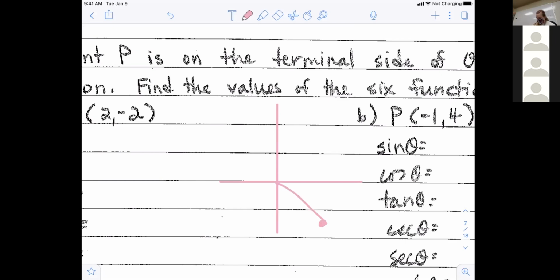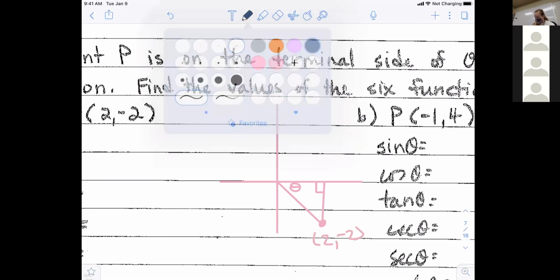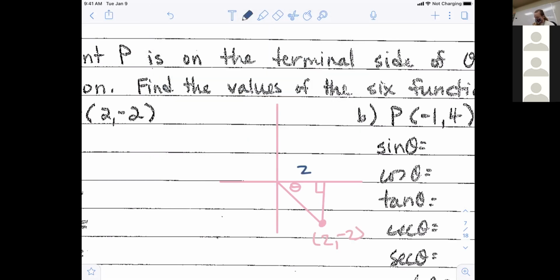So I'm going to draw my terminal side, which is like the hypotenuse of my triangle. I'm going to drop a perpendicular to make my little bow tie reference angle. And since my point is (2, -2), I'm going to label my horizontal side the x, my 2, and my up and down vertical side, my -2, the y. Everyone okay with that so far?